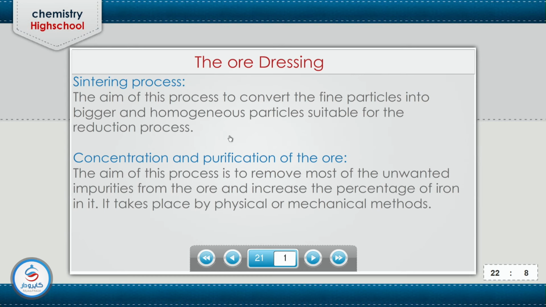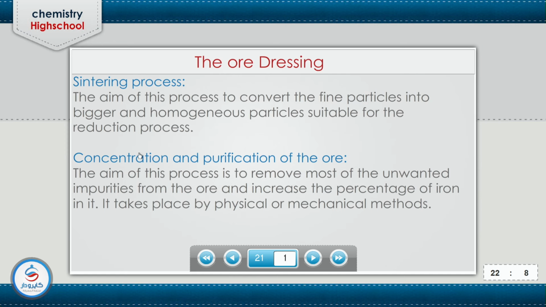Second process in the ore dressing is the sintering process. The aim of this process is to convert fine particles into bigger and homogeneous particles suitable for the reduction process.